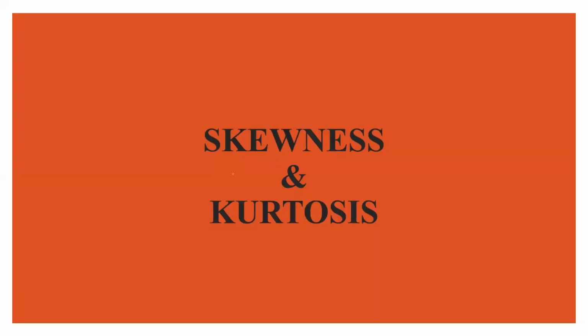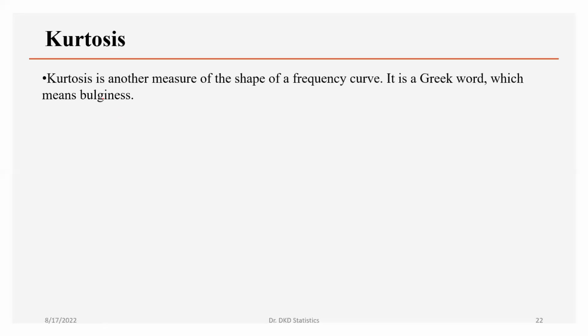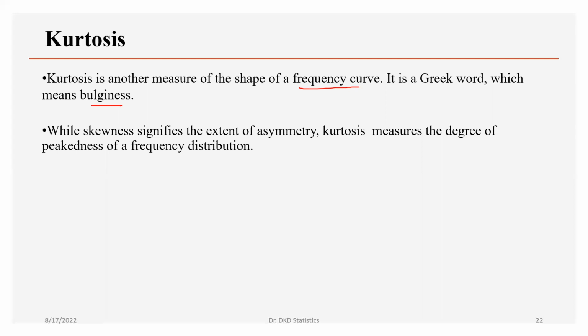Hello everyone, in this video we will discuss kurtosis, measures of kurtosis, and how we calculate it. First of all, we need to understand what kurtosis is. Kurtosis is another measure of the shape of a frequency curve. It is a Greek word which means bulginess. While skewness signifies the extent of asymmetry, kurtosis measures the degree of peakedness of a frequency distribution.